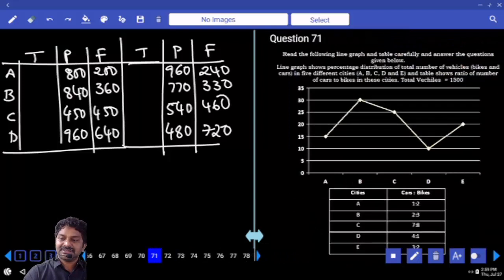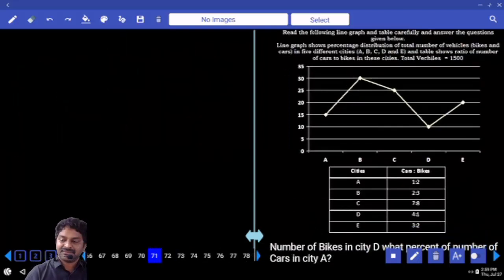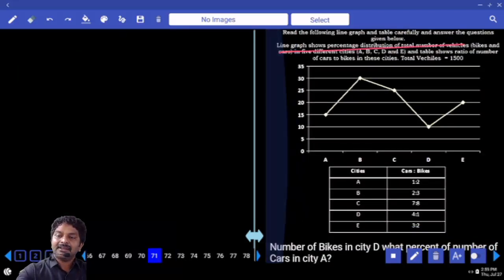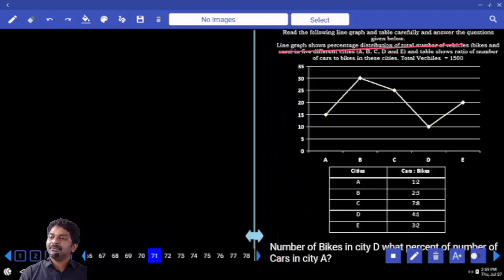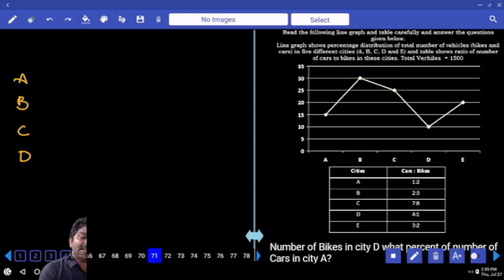Do you do this in the exam? Yes, we can. The line graph shows the percentage distribution of the total number of vehicles, bikes and cars together, in 5 different cities: A, B, C, D, E. The table shows the ratio of the number of cars to bikes in these cities. Total vehicles are 1500.